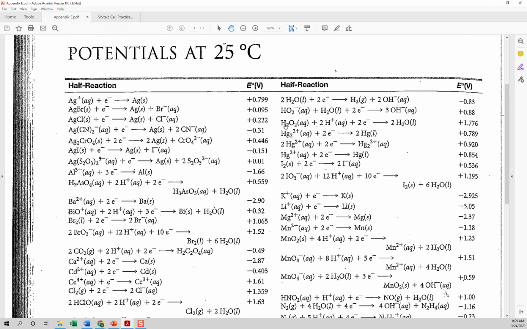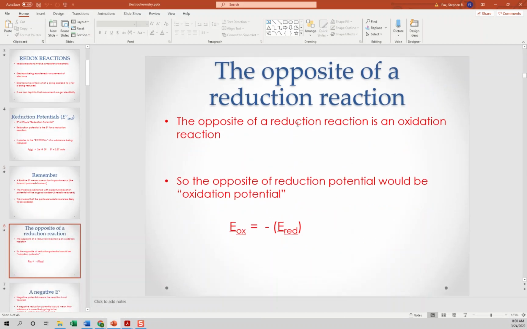So again, a positive potential means it will happen. A negative potential means it's not likely to happen. The more negative, the less likely it is to happen. The more positive, the more likely it is to happen. And all these are reduction potentials. So the reactants of all these half reactions, this is showing the potential of them being reduced. But if we flip the arrow and flip the signs, it would tell us the oxidation potentials of everything on the product side of these reactions, the oxidation potential of the reverse reaction. Okay?